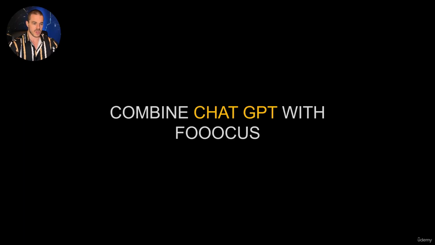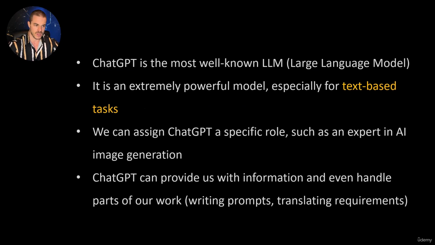How can we combine ChatGPT with Focus? ChatGPT is the most well-known LLM, large language model, and it's extremely powerful, especially for text-based prompts. And if we think about text, prompts are text, so we can use it for prompting. We can assign ChatGPT a specific role, such as an expert in AI image generation, and afterwards, ChatGPT can provide us with information and even handle parts of our work. For example, writing prompts, translating requirements of our clients, and so on.